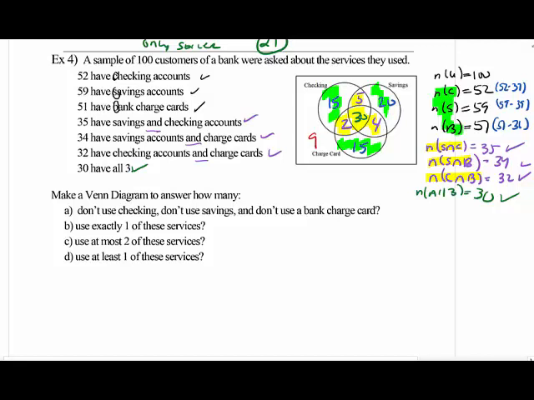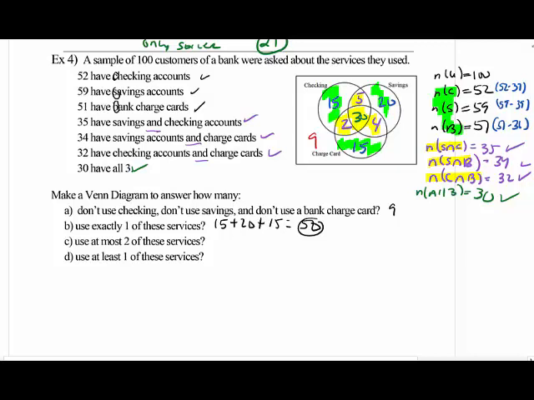Now I'm going to answer my questions. So down here, we don't use checking, don't use savings, and don't use a charge card. That's what's left over because we're saying you don't use anything that's listed. That's what's outside of that piece. Using exactly one of these services is what's highlighted in the green because those are the only ones. So we have 15 plus 20 plus 15. So that should give us a total of 50.